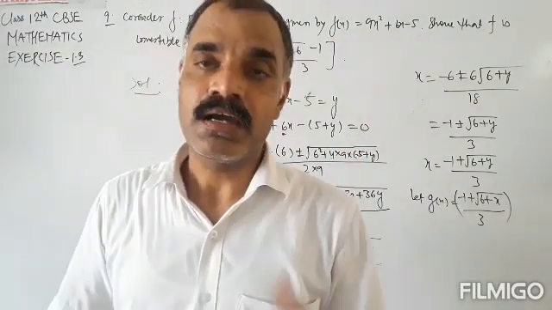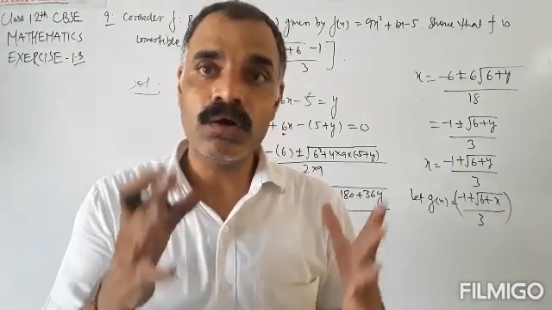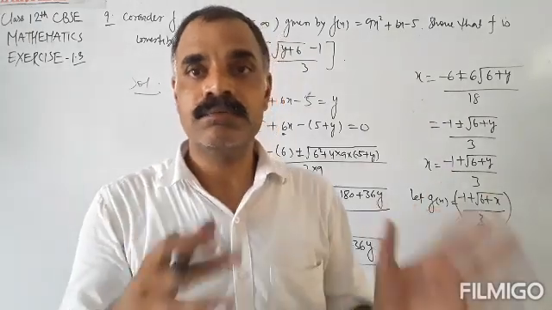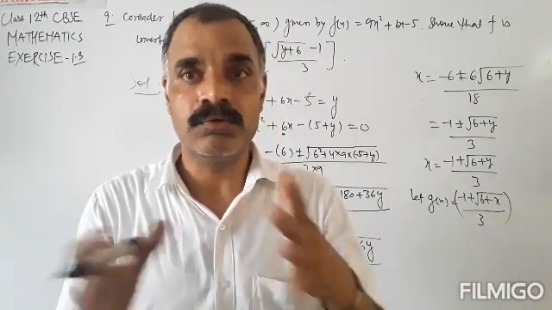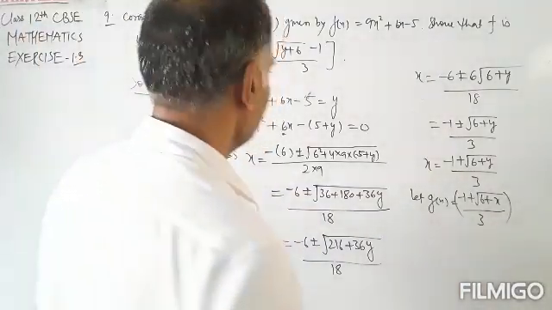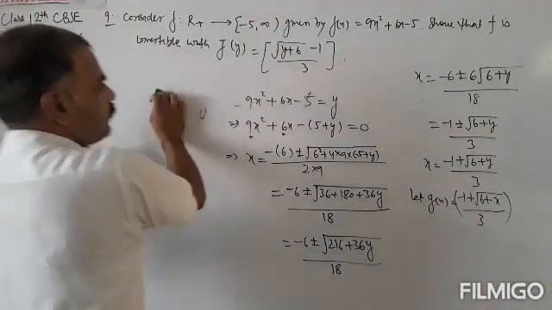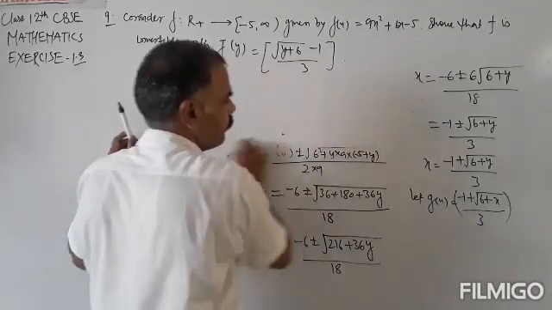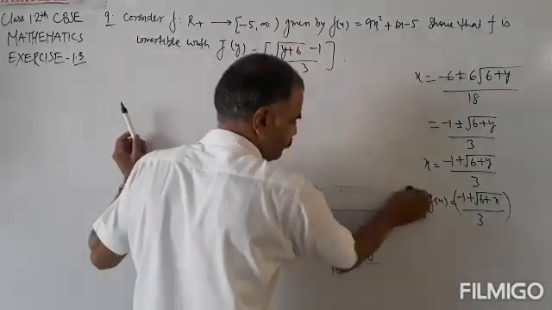So we have found g(x). Now we will show that gof of x equals x and fog of x equals x, that is fog equals gof equals identity. So first of all, finding the gof of x.